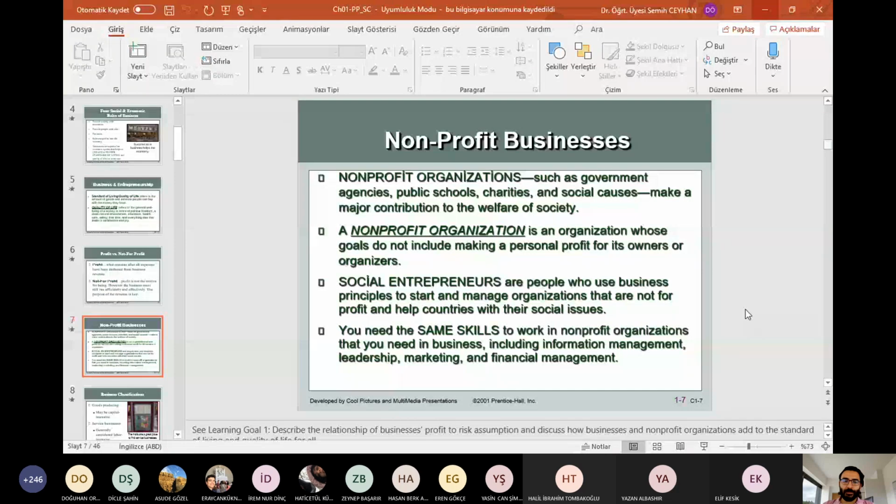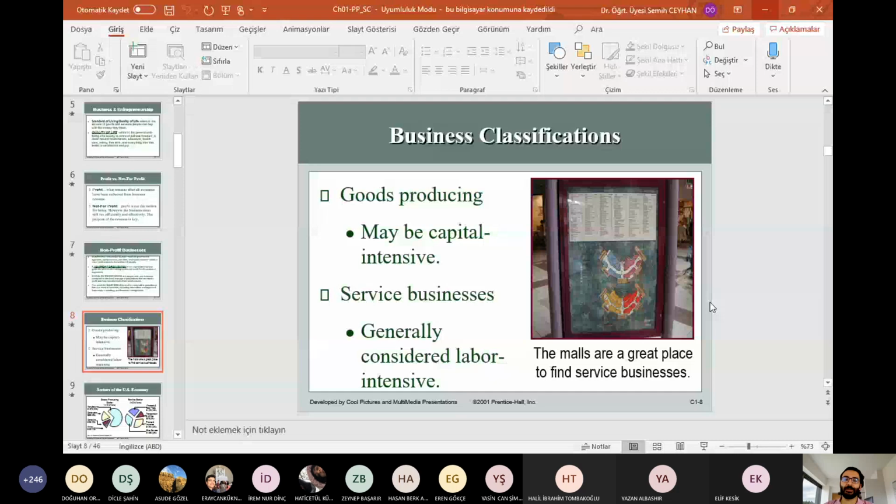Sometimes we call it social entrepreneurship as well. People who use businesses, start new businesses for meeting some social problems, for answering some social problems. We will go into the details. So as we said before, there are two main different businesses, in a very summarized version. Some sorts of businesses are producing goods, some others are producing services.